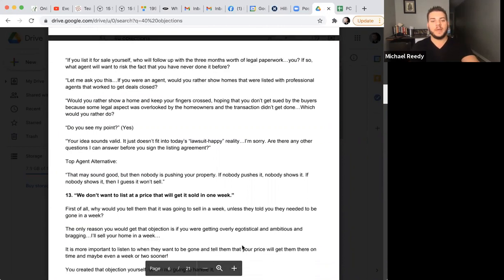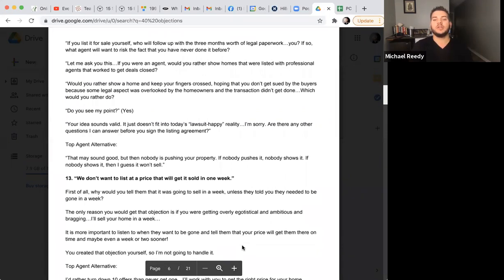Top agent alternative from that is, that may sound good, but then nobody is pushing your property. If nobody pushes it, nobody shows it. And if nobody shows it, well, then I guess it won't sell.